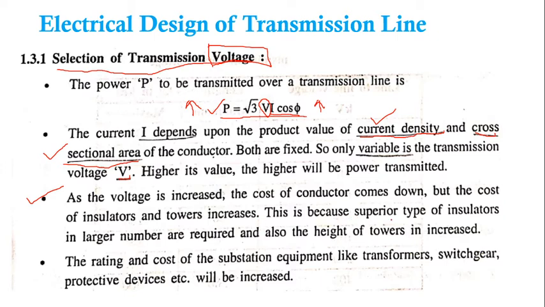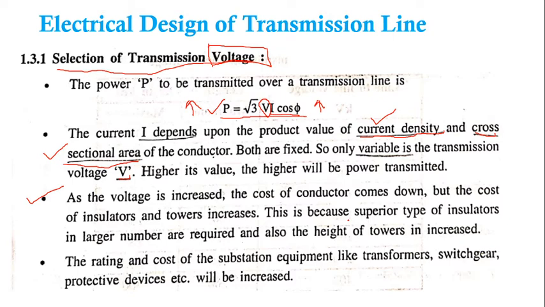This is because a superior type of insulator in large numbers is required, and also the height of the tower is going to be increased, because we don't want current to flow from the insulator to the tower and throughout the ground. So to compensate for this effect, we need to increase the string of the insulator, and if we increase the string of the insulator, the cost of the insulator is going to increase.